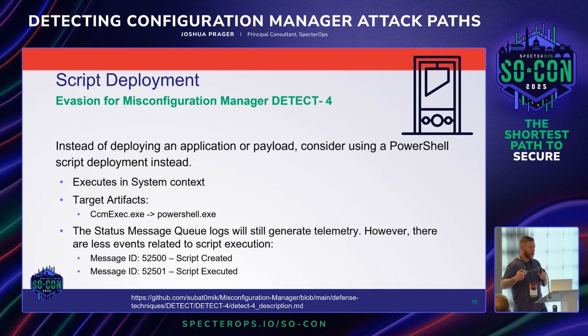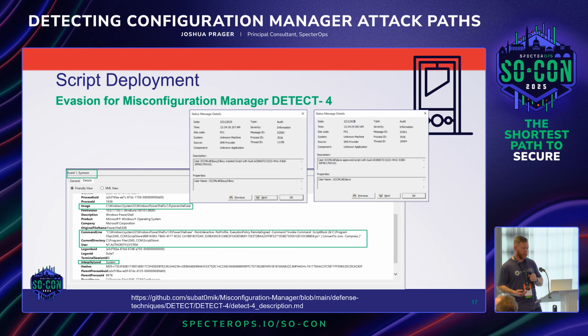What's going to happen is there's going to be a message ID 52500, which is a script created. And there's also going to be message ID 52501 for script executed, okay? So you're limiting the amount of telemetry you're making. Instead of 4 different event IDs here, now you're only making 2. Okay, but here's where it becomes the more preferred method of execution. Okay, this might be kind of hard to see from down there.